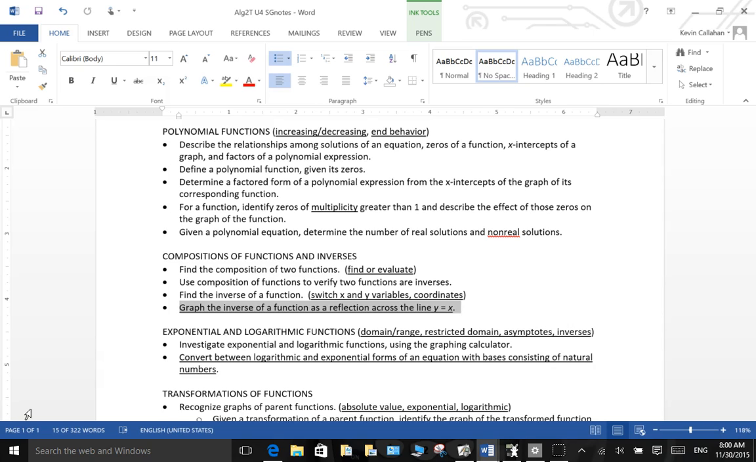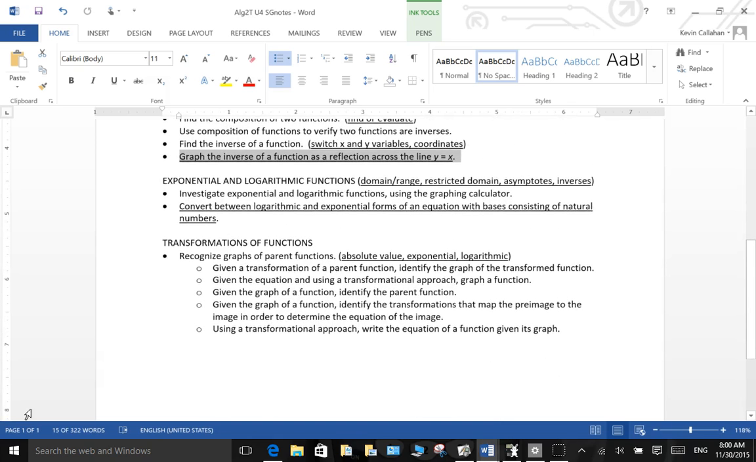Then you get something that kind of stands alone a little bit: function operations, compositions of functions, and then inverses. And those all come up in here. And then we get into our exponential and logarithmic functions, which have a significant part of domain and range, restricted domain because of logarithms, asymptotes, and the fact that they are inverses of each other is something we're supposed to know.